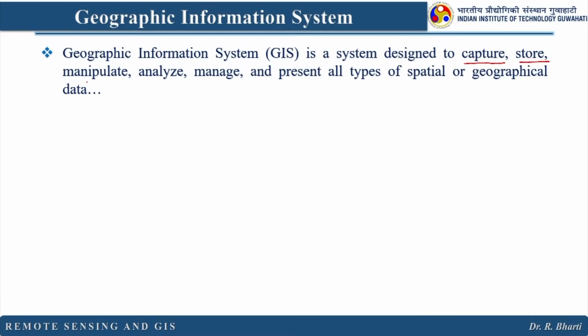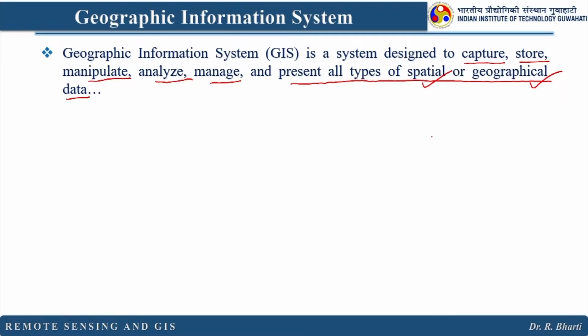So here let us see what exactly GIS means. So what is the definition of GIS? GIS is a system designed to capture, store, manipulate, analyze, manage and present all types of spatial or geographical data, right? It is very important here to note that we are talking about geographical or spatial data. So whenever we are involving GIS analysis, we always use spatial data or geographical data.